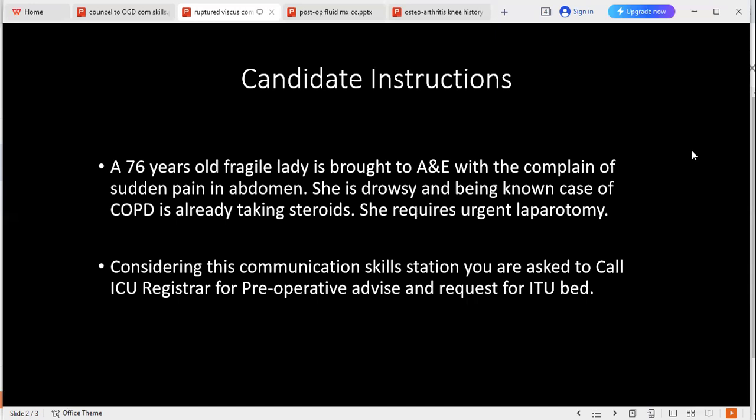Okay, great. So, what do you think are the criteria for admission to the ITU? Yeah, the criteria for ITU admission, I think, are if there is two organs failure or system failure, or if there is need for assisted ventilation, or if the patient has one organ failure but there is risk of another organ being impaired, or if the patient needs one-to-one nurse care.